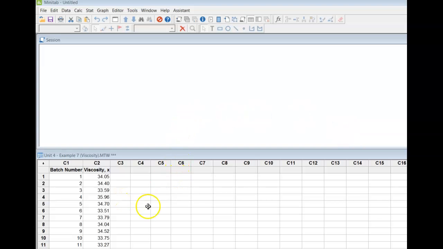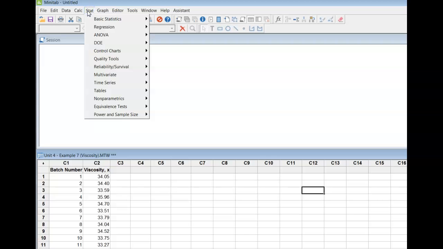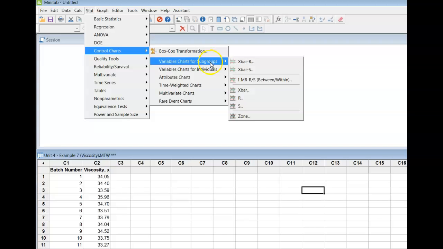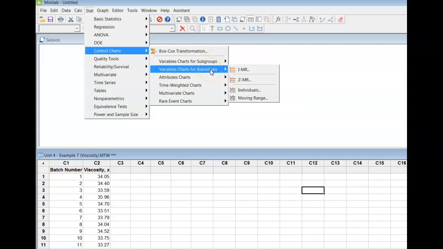Here I have the viscosity data, and we're going to use it to generate an individuals and moving range chart. As with all the other control charts, it's under the Stat tab, Control Charts, and this time we are looking for a chart for individual values. I can get the individuals and moving range chart on the same plot, much like X bar and R. Or I could, if I want to, do individual charts and an individual moving range. But I'm going to do both together as that's more efficient anyway.